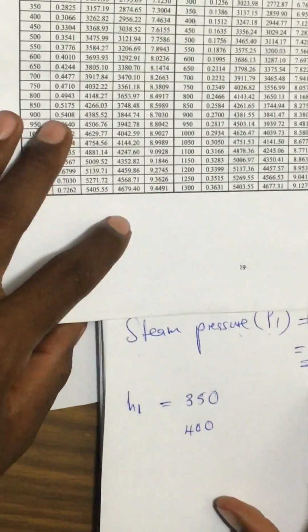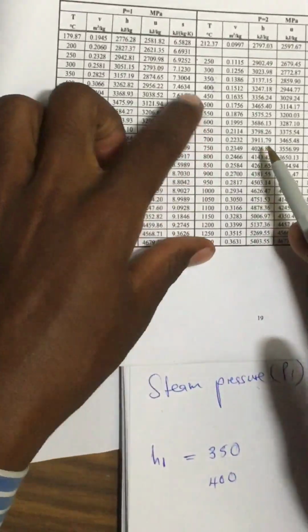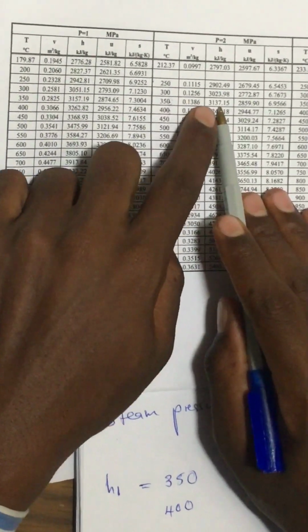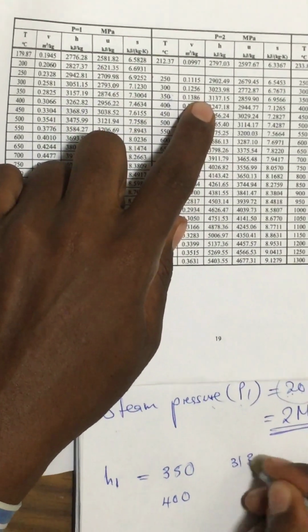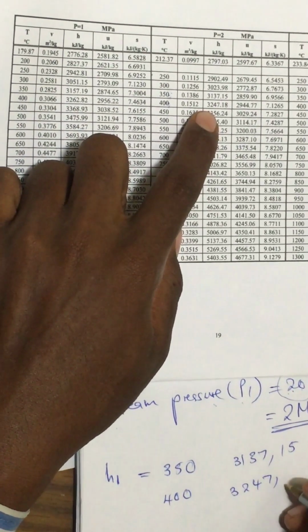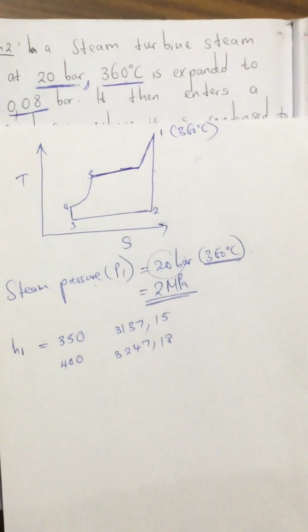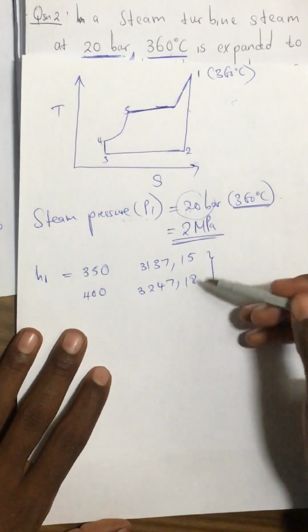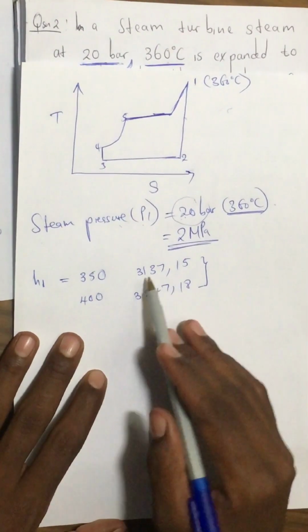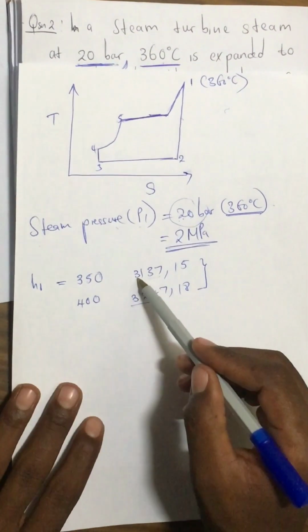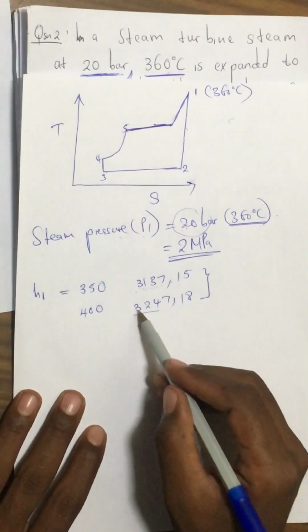Now we have to take the h of 350 under the 2 megapascals. Don't forget that. Here we take h, which is 3137.15. Then on 400 we take 3247.18. After writing this, we are still in need of finding our h1 for 360 degrees. As I was saying, we check if our pattern is decreasing or increasing. This number is smaller and this one is bigger, so our number is going bigger. It means it's increasing, because here we have 3137.15 and here 3247.18.